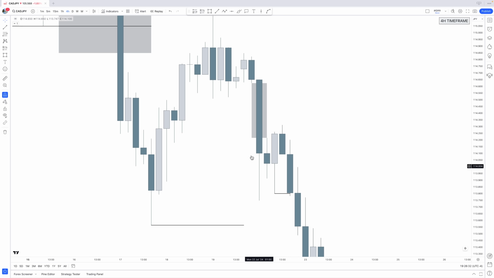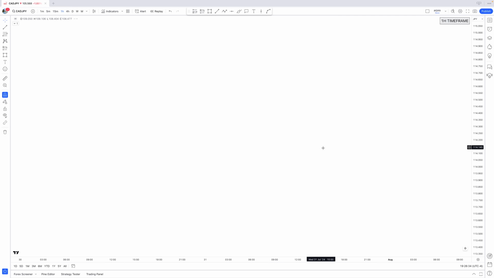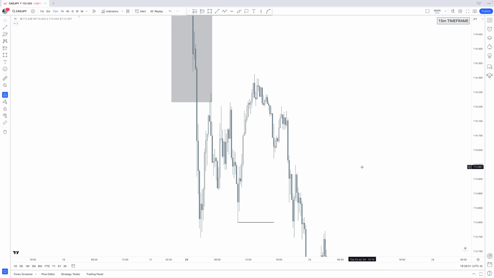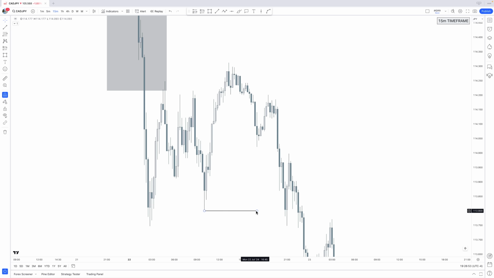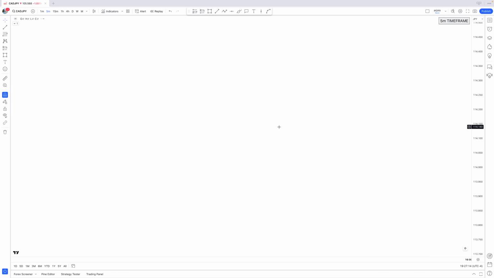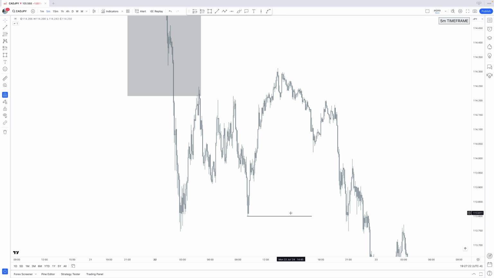But that short-term low, if we go down time frames again, for example, on the 15-minute right here, we can see it turns into an intermediate-term low. And if instead we want to take a look at our order flow entries, we can also use the 5-minute. Well, on the 5-minute, again, that low is an intermediate-term low.